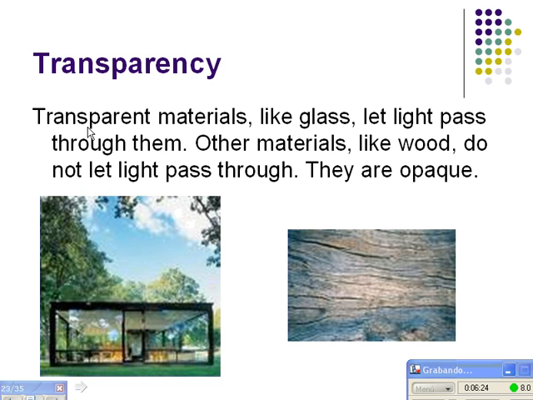Transparency. Transparent materials, like glass, let light pass through them. So for example, this house is made of glass. It's a transparent house, so we can see through it. However, other materials like wood do not let light pass through. They are opaque. So wood is an opaque material.